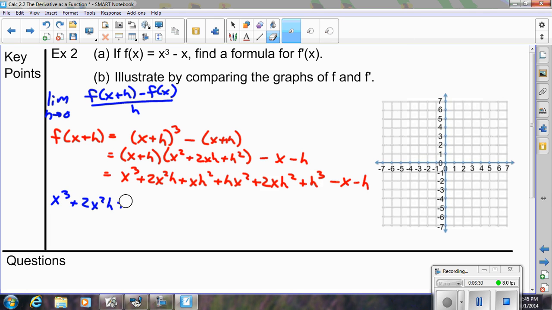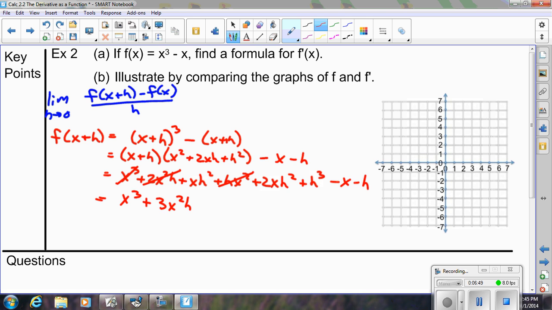I want to simplify this more a little bit before we progress. Combining the like terms, x cubed, got it. x squared h, we have 2x squared h plus x squared h would be 3x squared h. xh squared plus 2xh squared is 3xh squared plus h cubed minus x minus h. Okay.